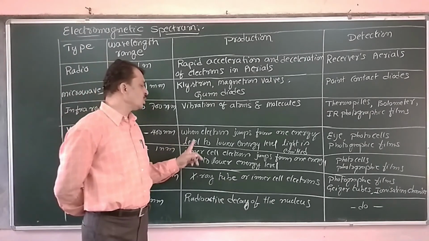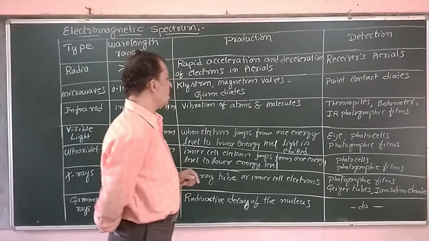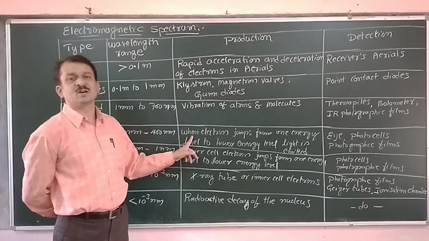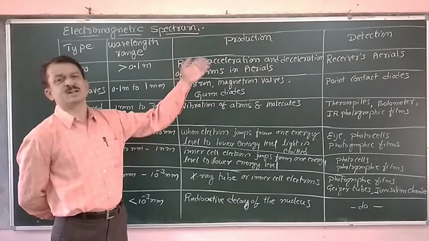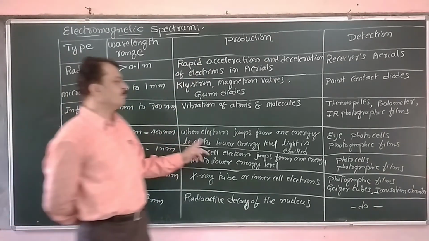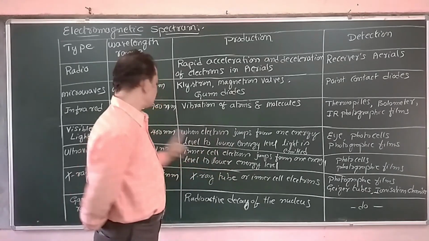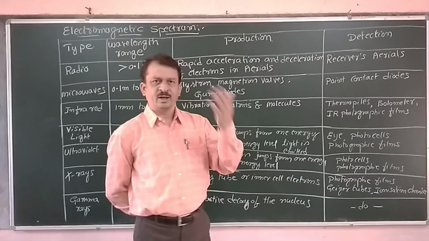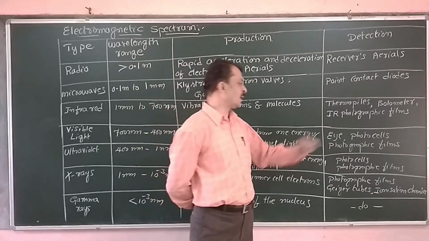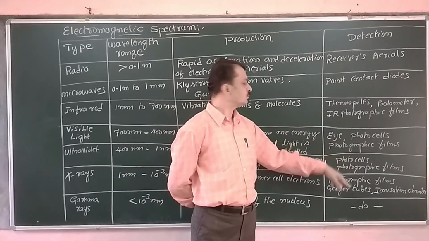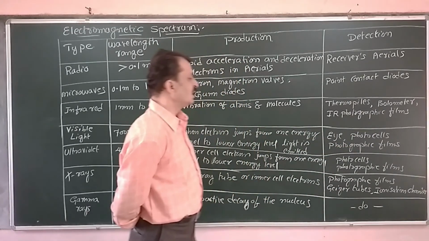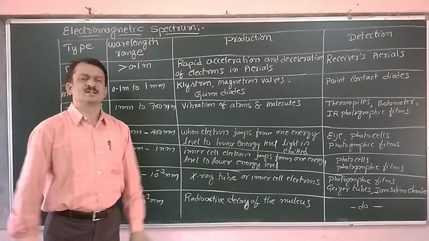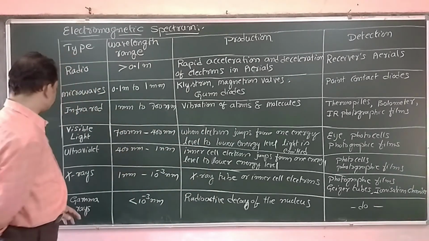So how is it produced? Whenever an electron jumps from a higher energy level to a lower energy level. Here, the electrons in the outermost orbit jump from a higher energy level to a lower energy level, and then light is emitted in the visible spectrum. How can you detect visible light? By the normal human eye or any animal eye, photocells and photographic film. A photographic film, when exposed to light, gets affected.